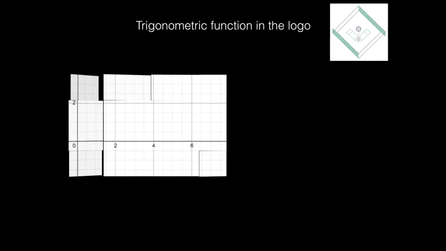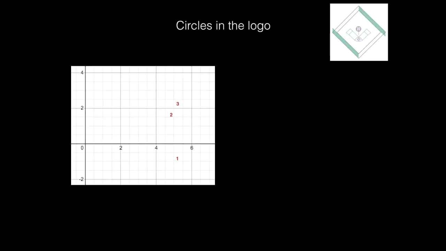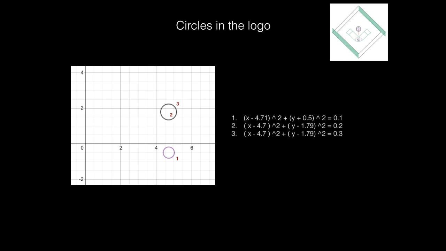Trigonometric functions in my logo. I only featured one trigonometric function, which was the regular sine graph, to produce the underside of the court. Circles in my logo. I used a total of 3 circles. The first was used to create the ball, and the second and third were used to produce the racket.